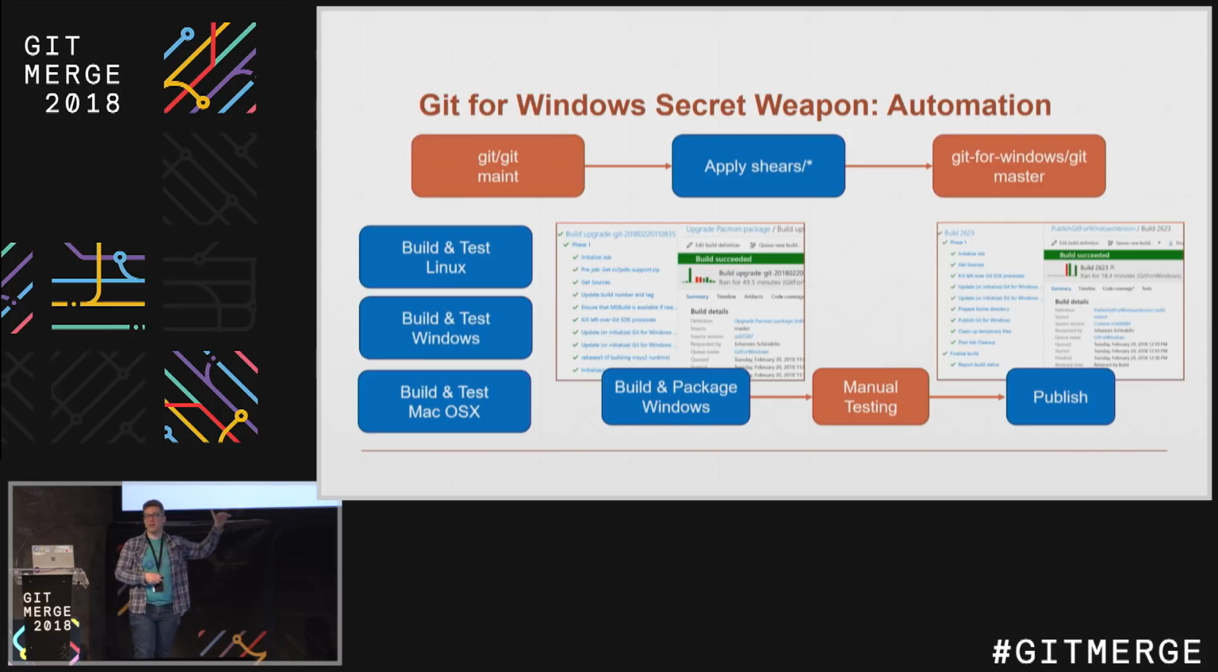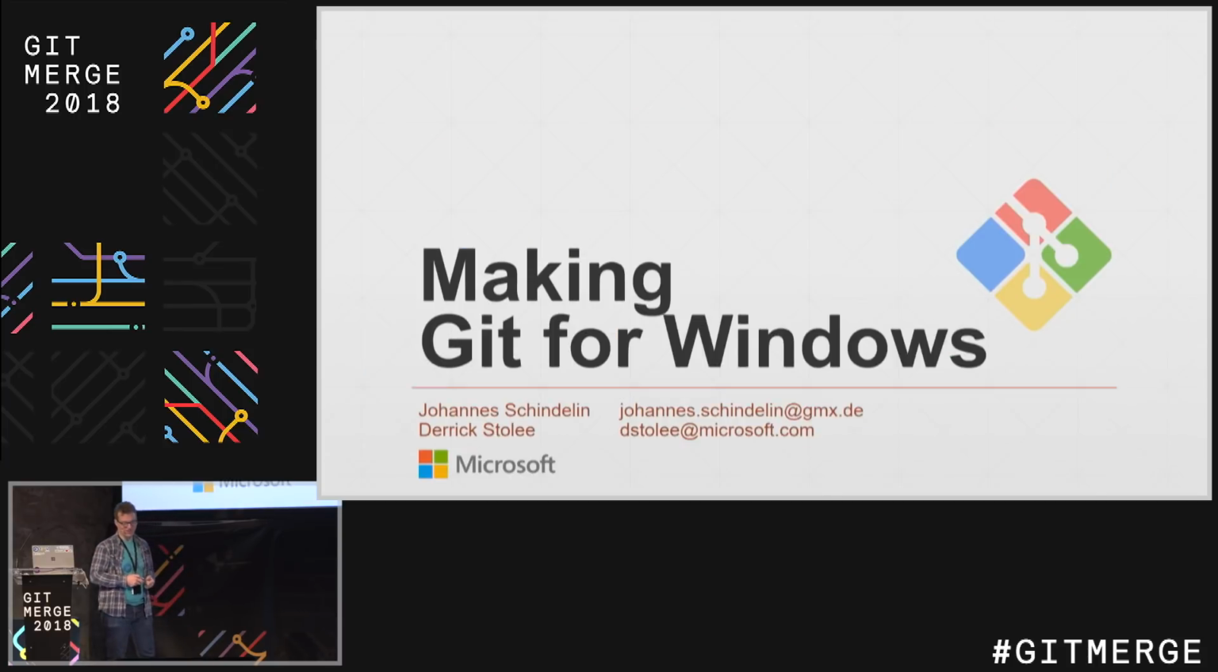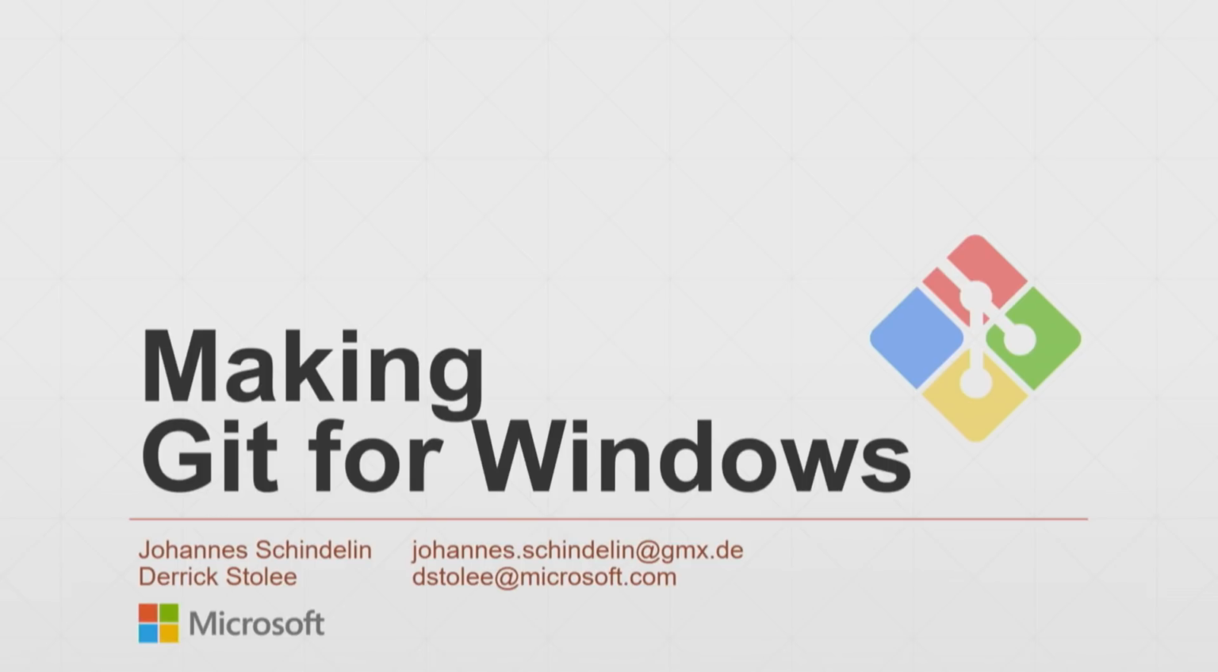So this takes about, just for comparison, to make a release before that automation took me about 2 to 3 days, including manual testing. And now it's often done within half a day. And most of that is just me doing other things while VSTS does all the work for me. So with this, I would like to hand over to Stolee.